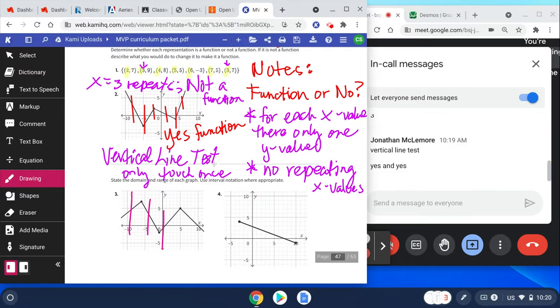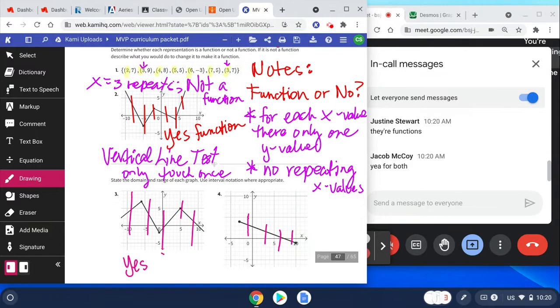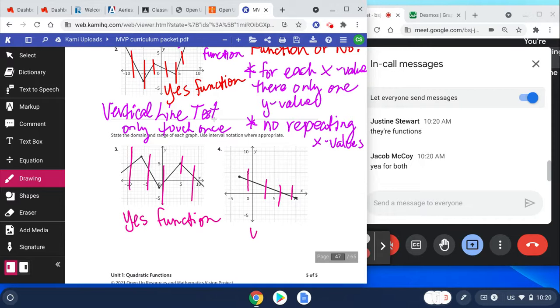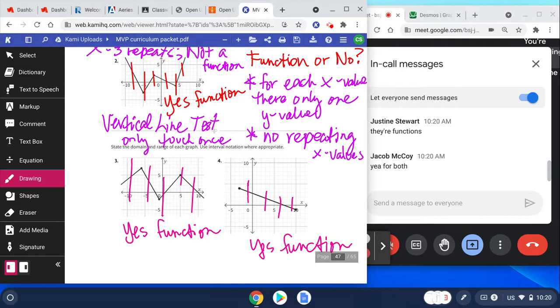Touches once, touches once, touches once. Vertical, vertical, vertical, vertical. Excellent job, Jacob. Excellent job, Justine. These are both, yes, they are a function. Perfect.